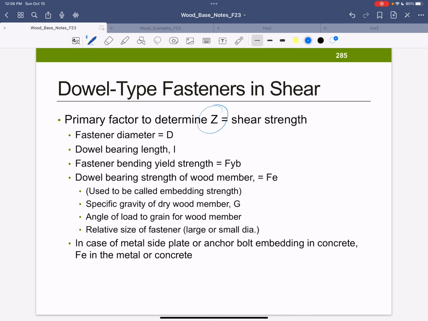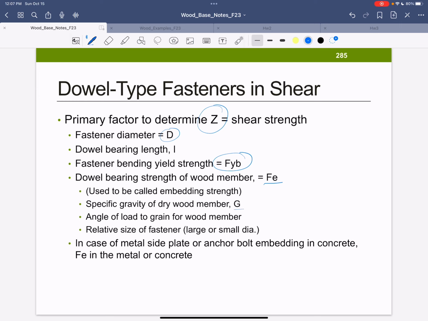So the main thing we have to do is the Z, or the dowel shear strength. They're not using V, they use Z in this connection. The diameter of the fastener is D, large D. There's the bearing length of the dowel, which is the part in the wood. There's the fastener bending yield strength, FYB. Dowel bearing strength, F sub E. They used to call this the embedded strength.